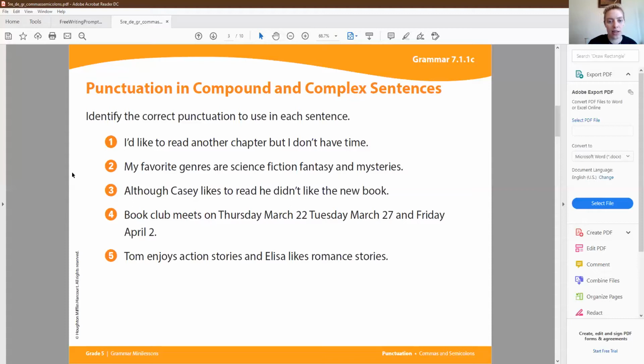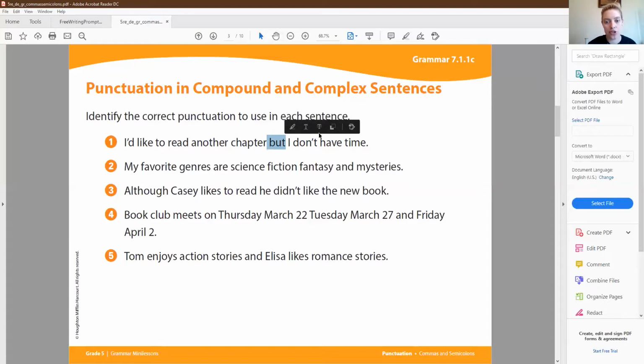I'd like to read another chapter. That can stand on its own, okay? I don't have time. That can stand on its own, okay? So this is an example of a compound sentence. Remember, a compound sentence is joined by a comma and a conjunction, okay? So our comma is going to need to go right here before but, okay?